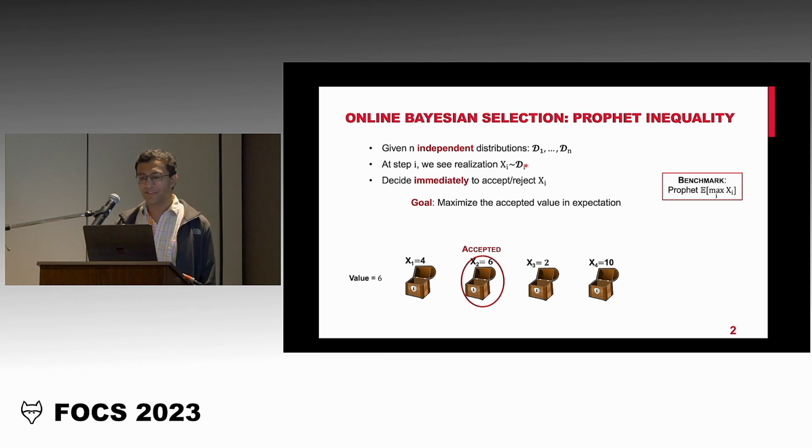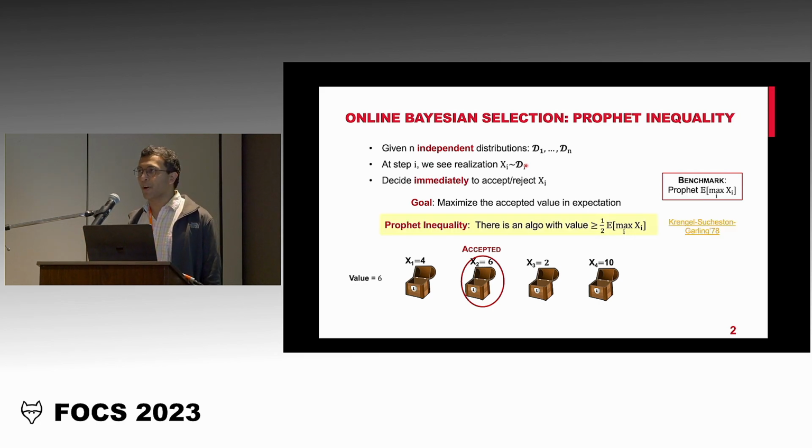And as you can immediately see, there's no way I can guarantee that I'll always get the max, because I don't know the future. There's always a non-zero chance maybe something in the future will have very high value. So the question is, what fraction can I guarantee? And this is known as the prophet inequality.